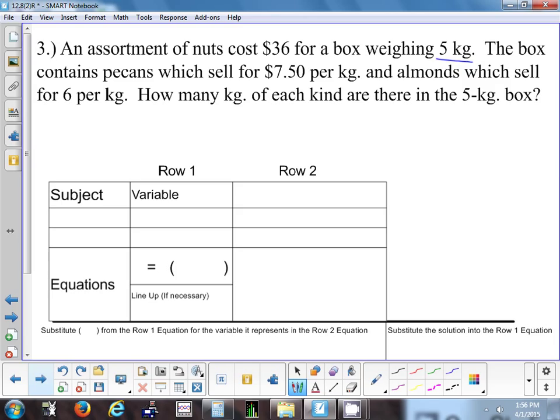We know how much the box weighs once we mix everything together. We also know how much the box costs when we sell it. If we didn't have one of those things, we couldn't do it. So what are my 2 subjects? Think of the 2 things we're mixing. Pecans and almonds. What's a good letter to represent pecans? P. If you pick a letter that begins with the first letter of that word, it makes it simple. Almonds? A.